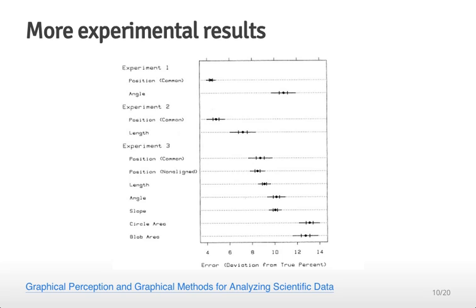They actually did further experiments. I'm not going to talk too deeply about this, but you can take a look at this paper if you want to learn a lot more. They basically showed that using positions on common axes or non-aligned axes is still much better than using measurements of length, angle, slope, the area of circles, or the area of blobs. So basically what this suggests is that when you're trying to create graphical displays of data, you should try to use position as opposed to length, and definitely not circle area, blob area, or angle as a way of comparing quantitative information.